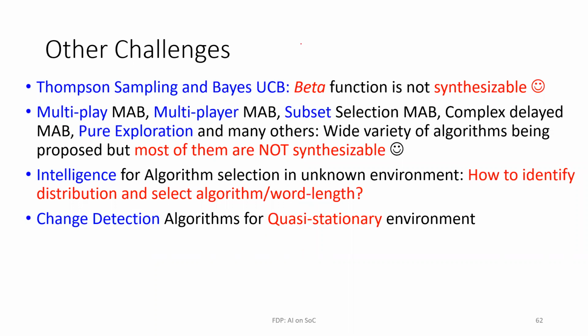Someone yesterday talked about the change in stationarity. What happens when my channel, which was good, becomes bad after some time? How do I learn, how do I forget, and how do I relearn? So you need to add the change detection algorithm. Those we need to incorporate here.